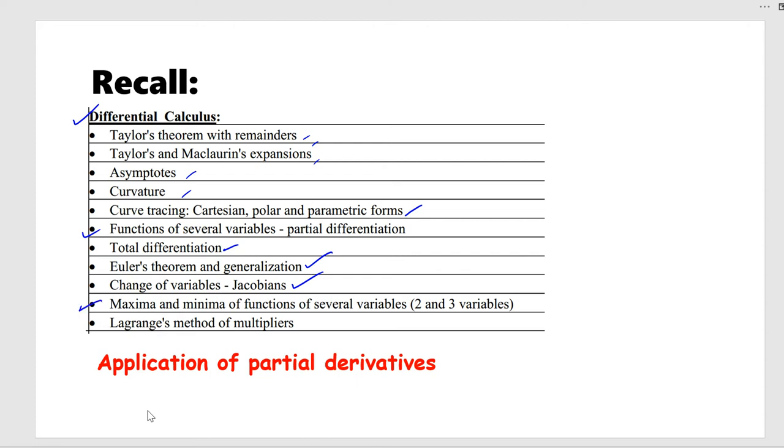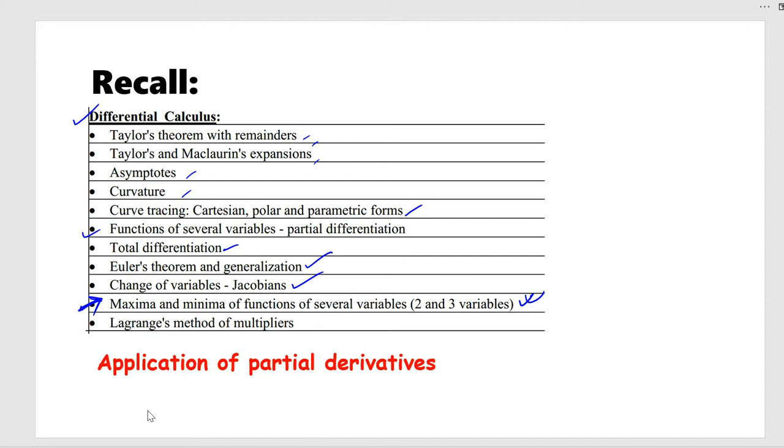Now today we are going to discuss one important topic, the concepts of which will be useful throughout your life. Yes sir. How do you find maxima and minima for several variable functions?